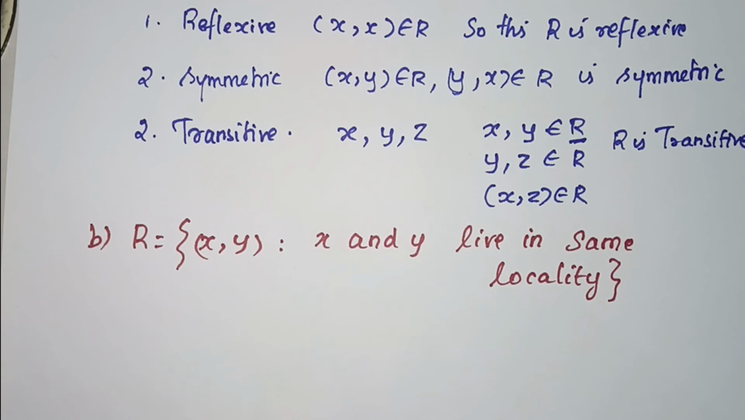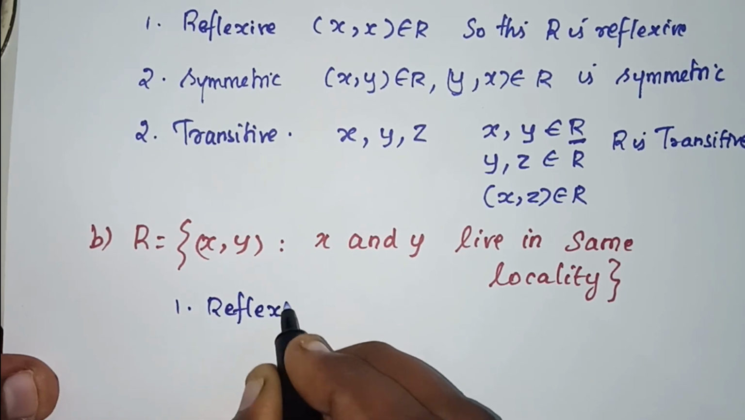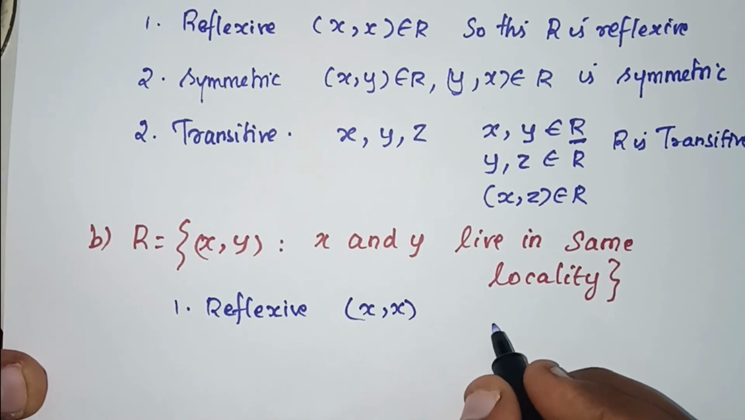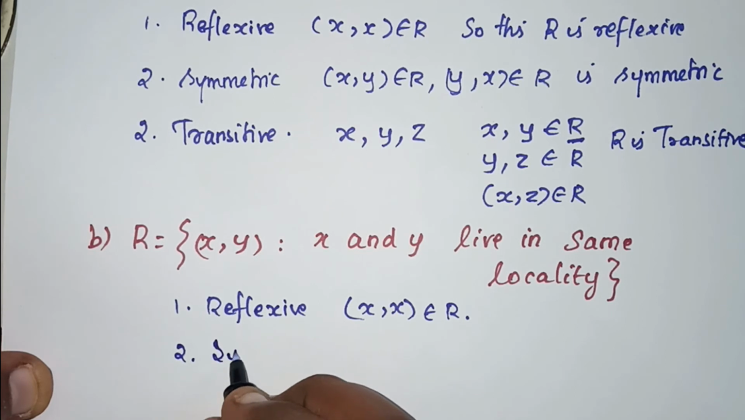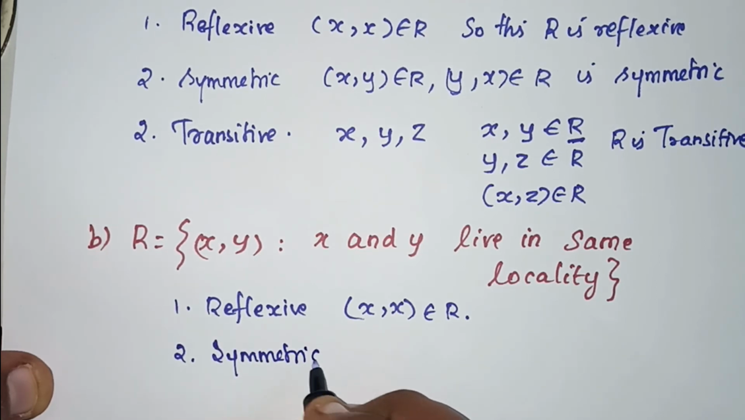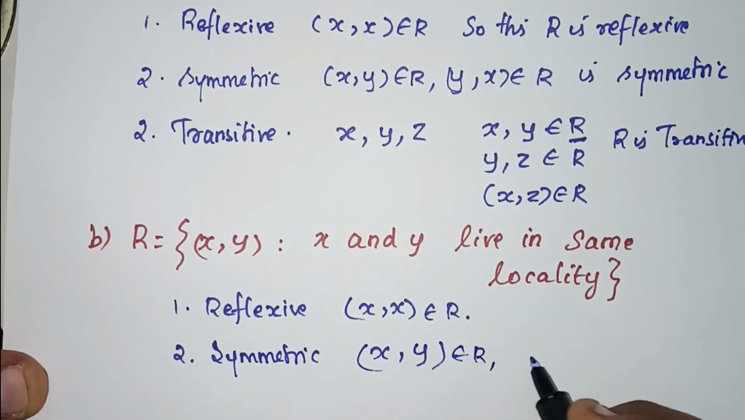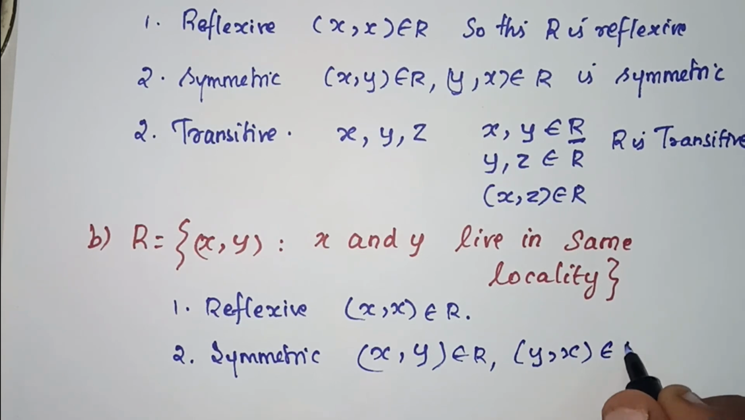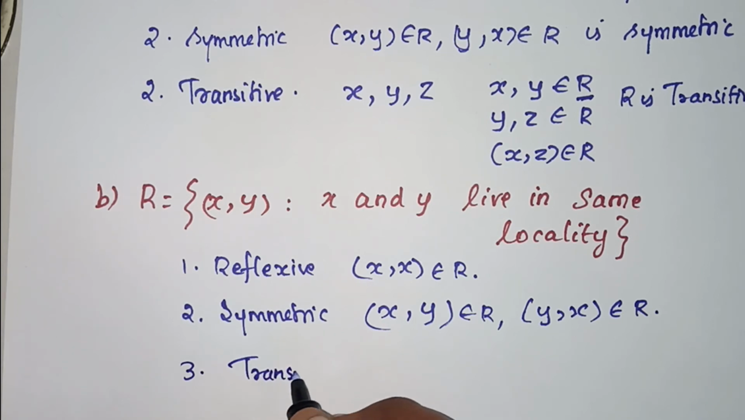Next subpart is x and y live in the same locality. Locality means the same area. So this is also the same thing. It is reflexive. X and x also live in the same locality, so it is reflexive. Next, symmetric. Symmetric means x and y live in the same locality. Obviously y and x also live in the same locality. So it is symmetric.